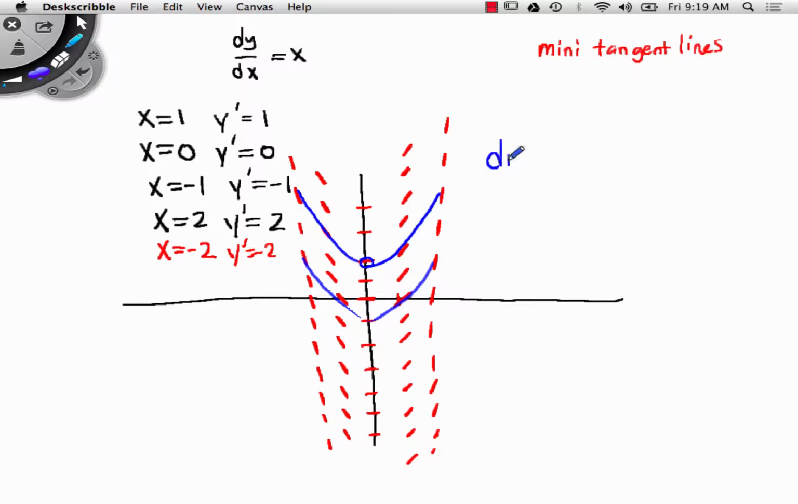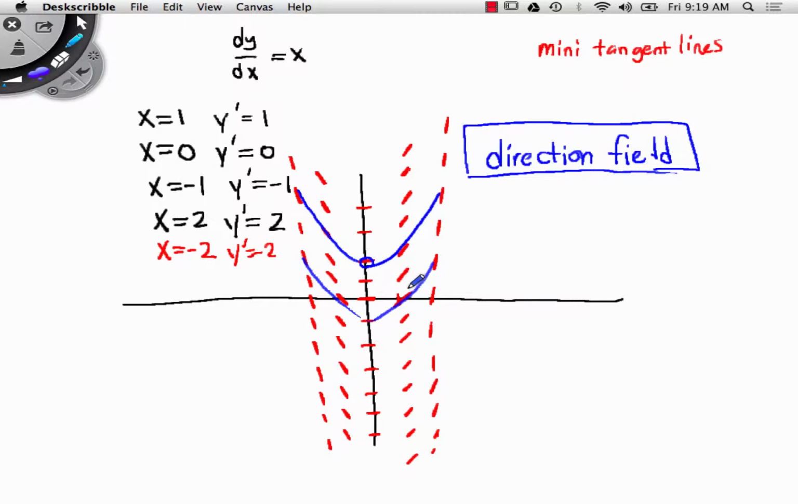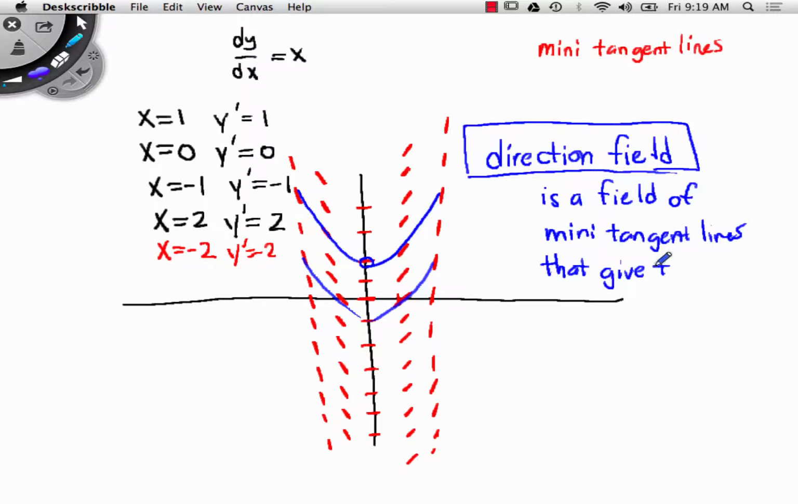Okay. This is called a direction field. A direction field is a field of many tangent lines that give the overall direction of an integral curve.